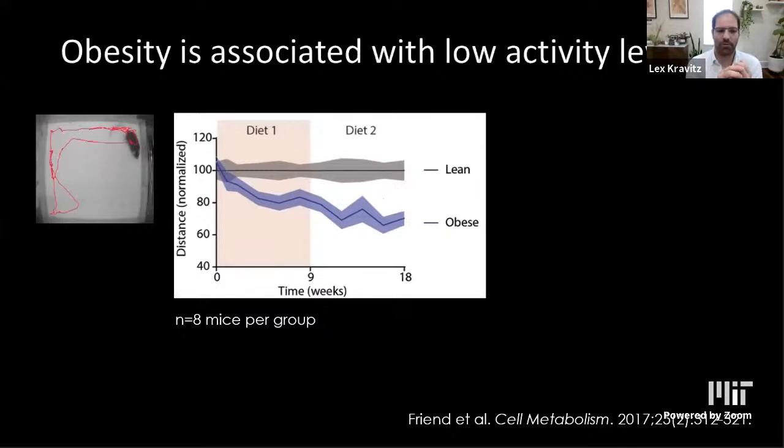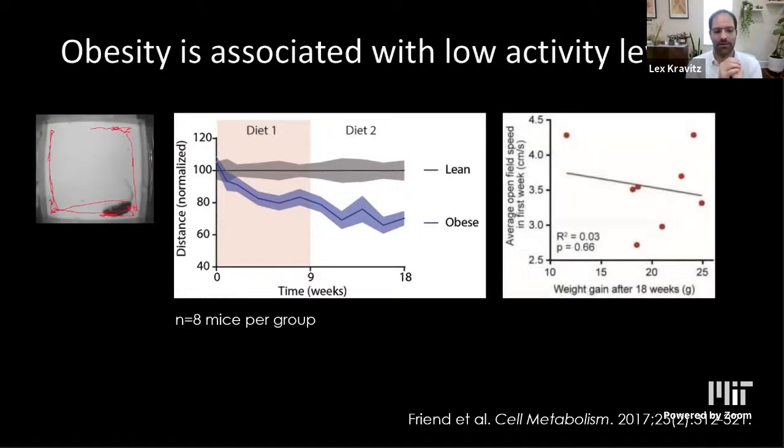We published a paper where we were looking at the interaction between activity levels and obesity. And we used a sort of traditional test to measure activity, which is just put a mouse in a box and use a video camera to track how much this mouse moves. On this graph, we're seeing lean mice in gray, and everything's been normalized to them. They're at 100%. And obese mice, as they keep gaining weight over 18 weeks, their activity levels drop and drop and drop. This is not a huge surprise.